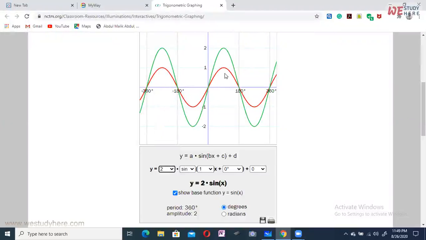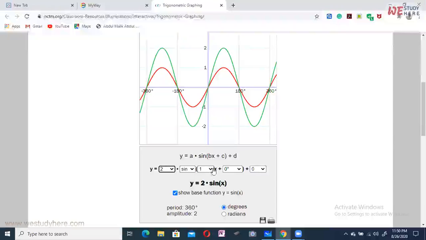This red color is the basic function of sin x, the basic graph of sin x. Then the green one is when we are taking amplitude 2. Now you can see from the principal axis to the maximum point, that distance is 2, and from the principal axis to the minimum point, that distance is also 2. This is the amplitude. As we have taken amplitude 2 here, this one.